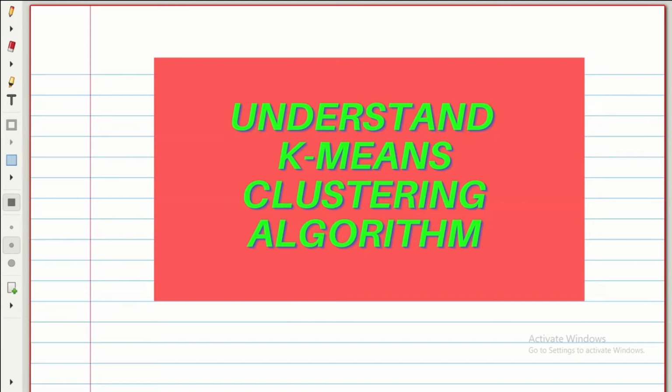K-means clustering is an unsupervised learning algorithm, so training instances will not have labels. To understand K-means clustering, I will take a very simple data set having 3 features without labels. So I am writing here.